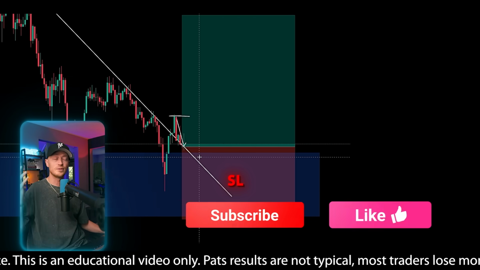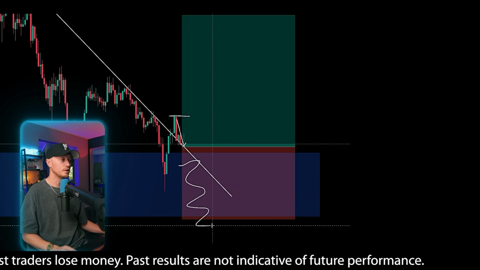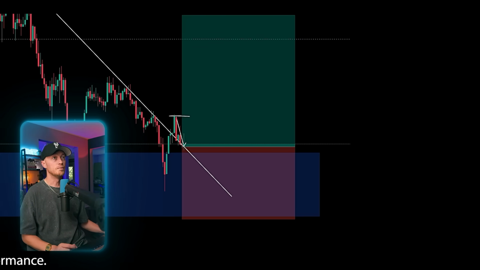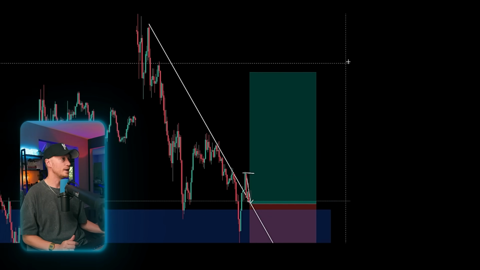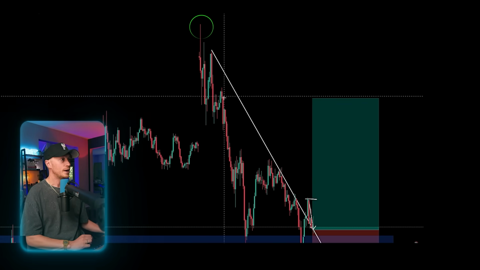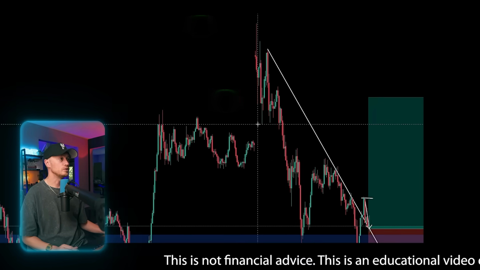That basically means if all of the reasons we took this trade didn't work out and the price came down here, then our idea is invalid and we lost the trade. It's that simple. But what we're really focused on here is our take profit, right? You can see I didn't target all the way up top right here. I targeted this area right here because there was a fair value gap.